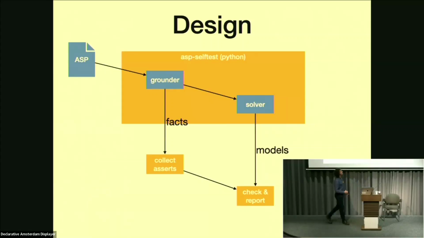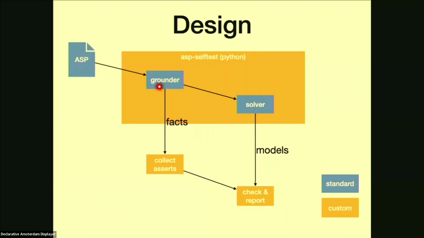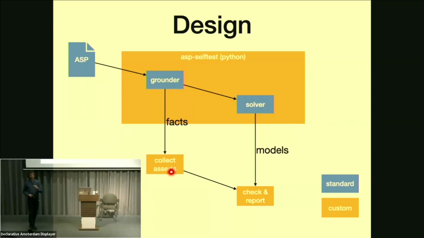So how does it work? I already explained that if you have a bit of ASP, it goes to a grounder and a solver. In this case, during grounding, we collect the facts. And this is very important. All these asserts are facts, and they need to be facts. If they're not, you run the risk of them being optimized away.